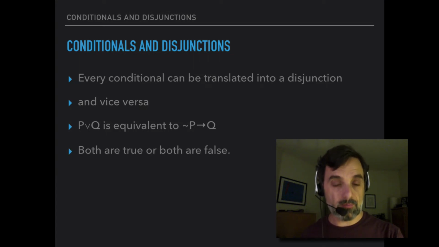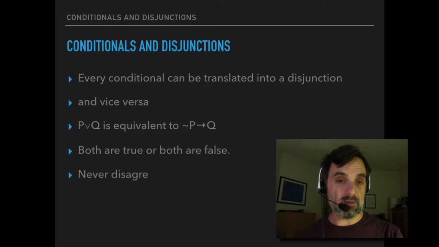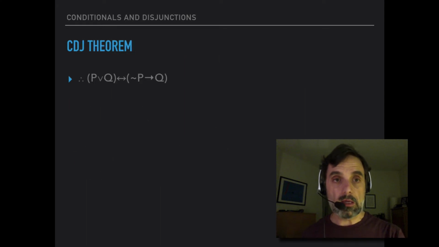Either both are true or both are false. They never disagree. It's never the case that one of those is true and the other is false. So there's a theorem that tells us this. This theorem says P or Q if and only if not P, then Q. This is valid. It's always true.